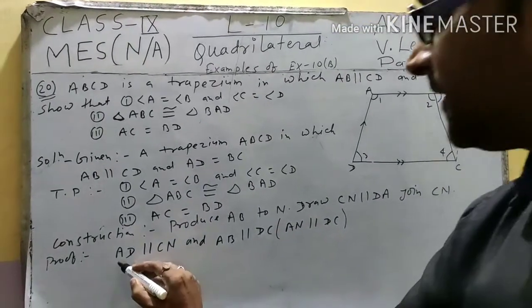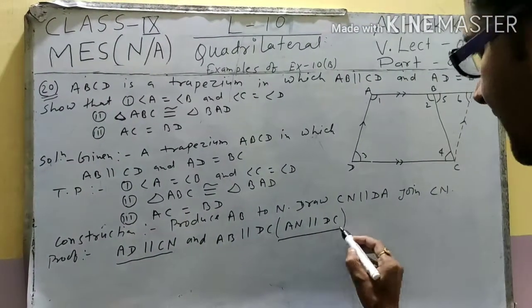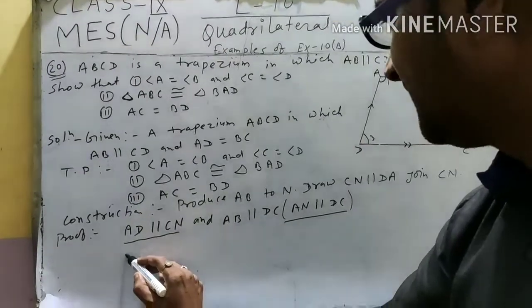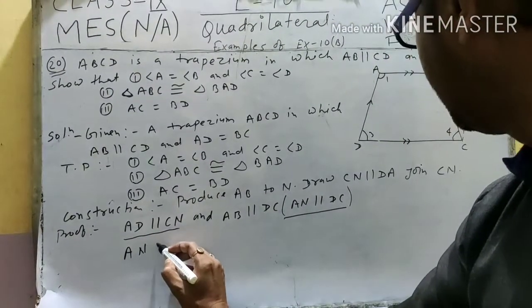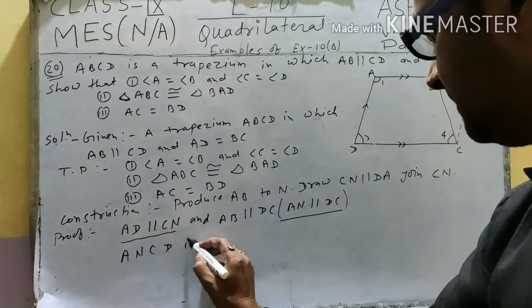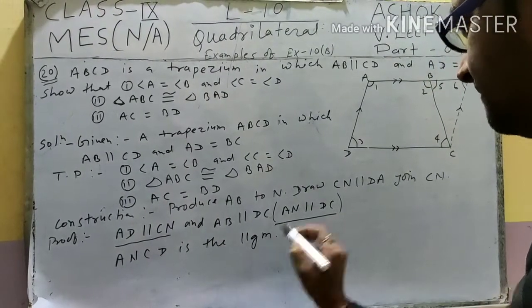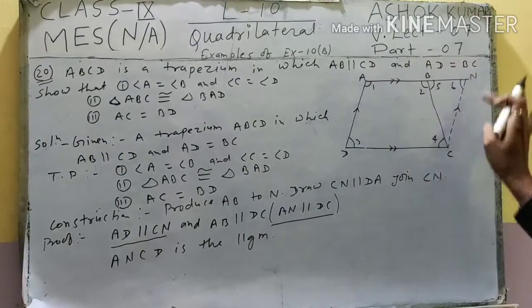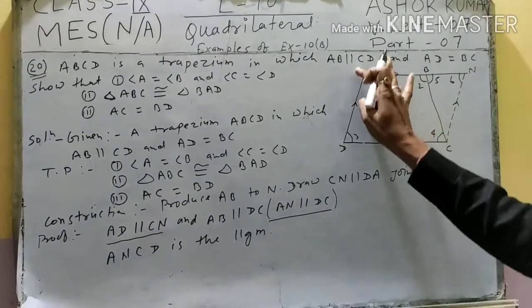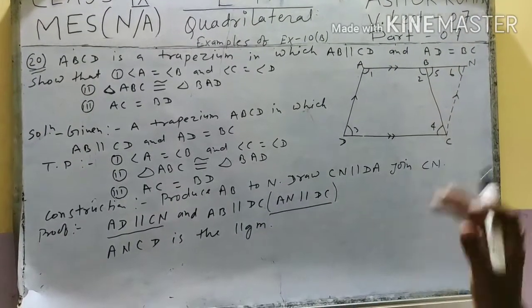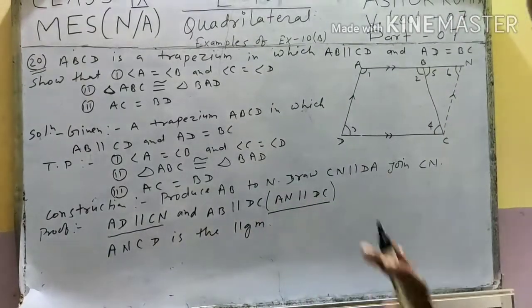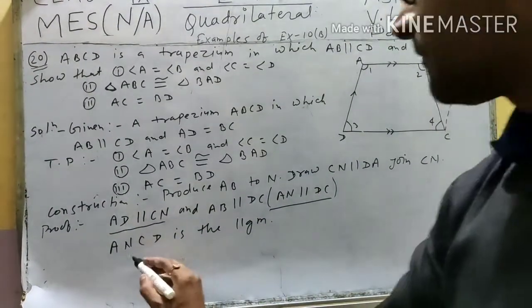So in first case as well as in second case, we can write ANCD is the parallelogram. Okay, student, ANCD is the parallelogram.